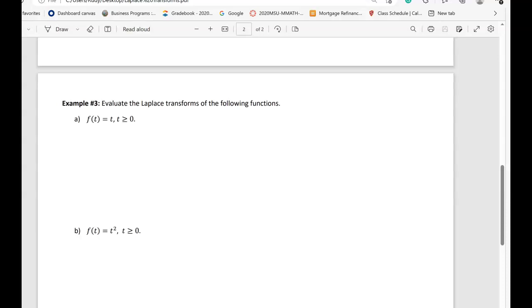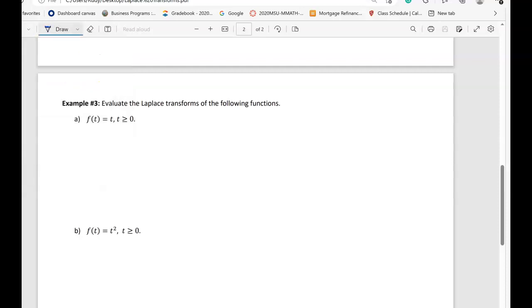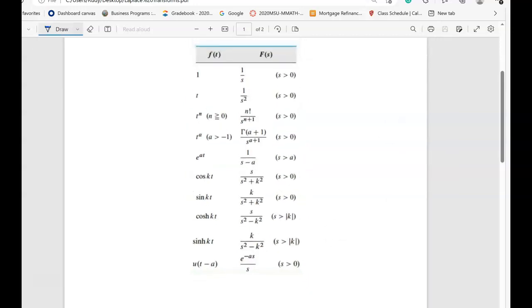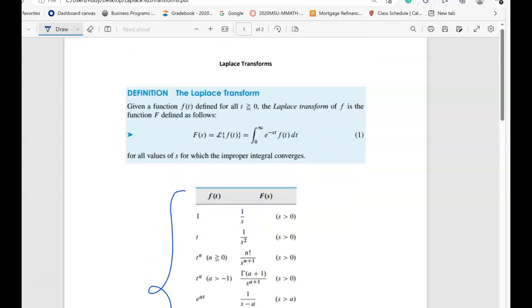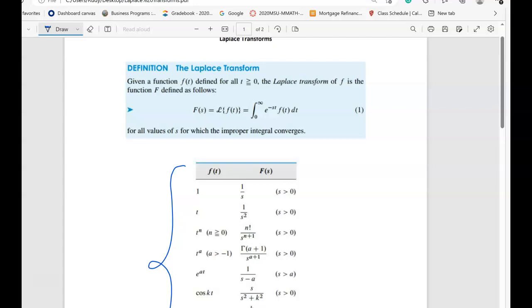Hi class, for example 3, we're just going to be evaluating the shortcuts for the Laplace transforms. So here's a basic idea. Make sure that you have all the shortcuts for the formulas along with the actual definition. And unless they're asking us to evaluate the proper definition, you can use the actual shortcut.